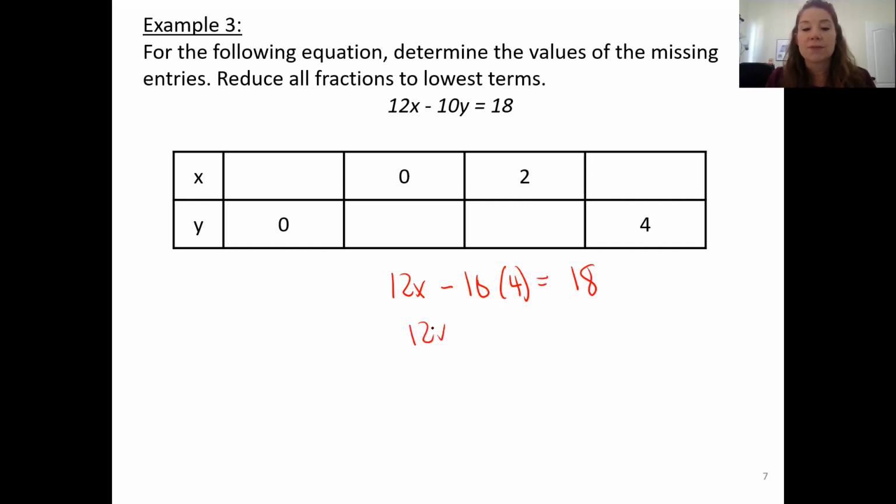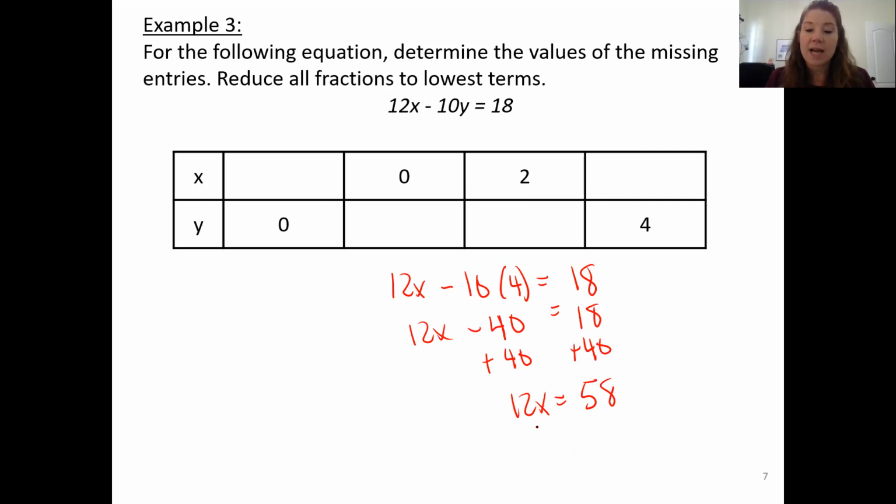So 10 times 4 is 40. Oops, I didn't write 40. I said 40. Now we want x by itself. How do we get rid of minus 40? We're going to add 40 to both sides. So we bring down 12x is equal to 58.